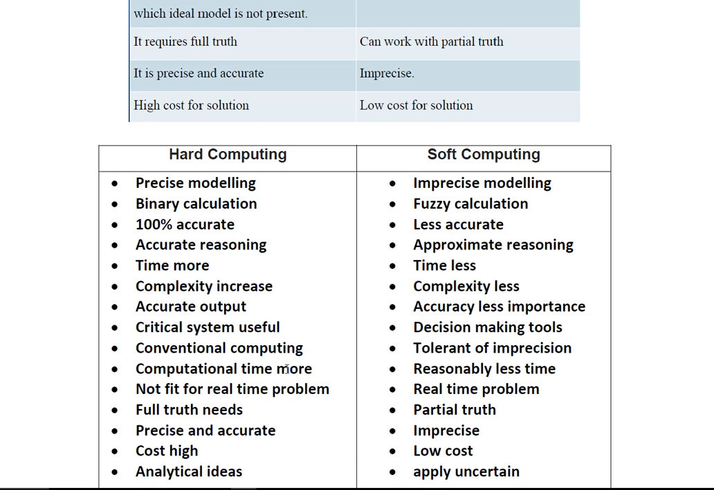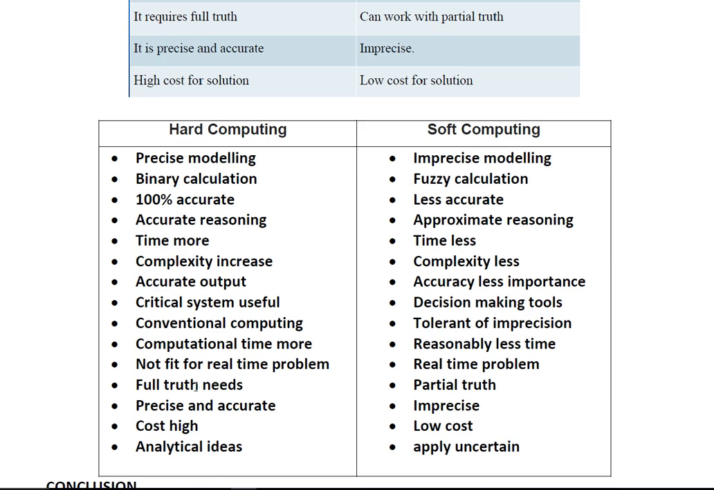In hard computing, the computational time is more, whereas soft computing can solve real-time problems in reasonably less time. Hard computing requires a lot of computational time. It is not fit for real-time scenarios or real-world problems, for which the ideal model cannot fit because it is static in nature, whereas soft computing is suitable for real-world problems.